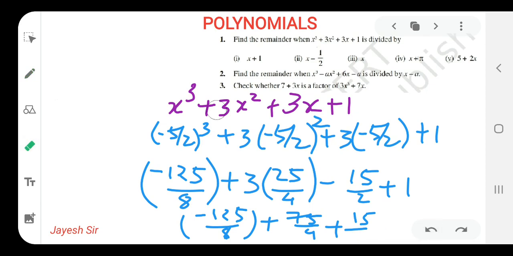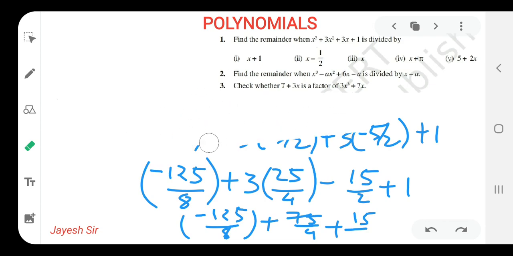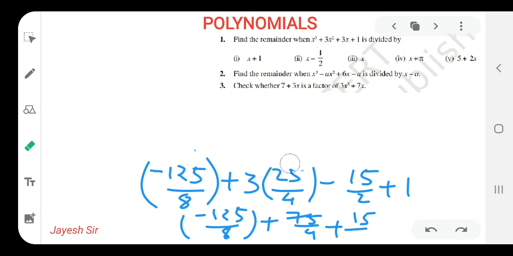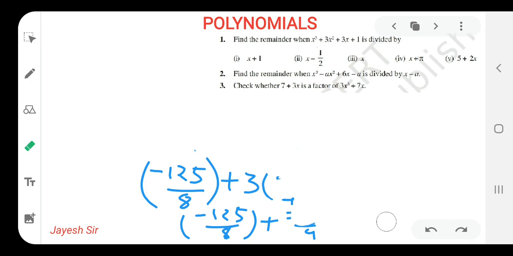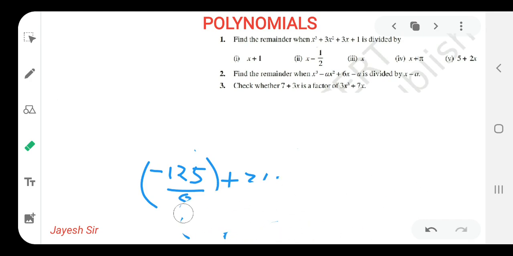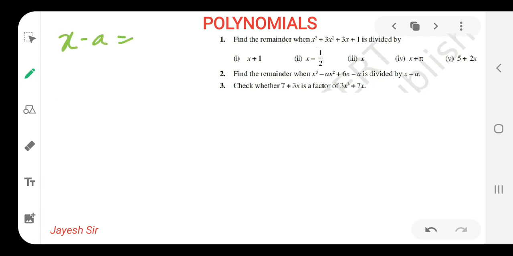What we can do now is switch to our second sum: find the remainder when x cube minus a x square plus 6x minus a is divided by x minus a. This is the same type of sum we have already solved. x minus a is equal to 0, so here we are getting the value of x as a.